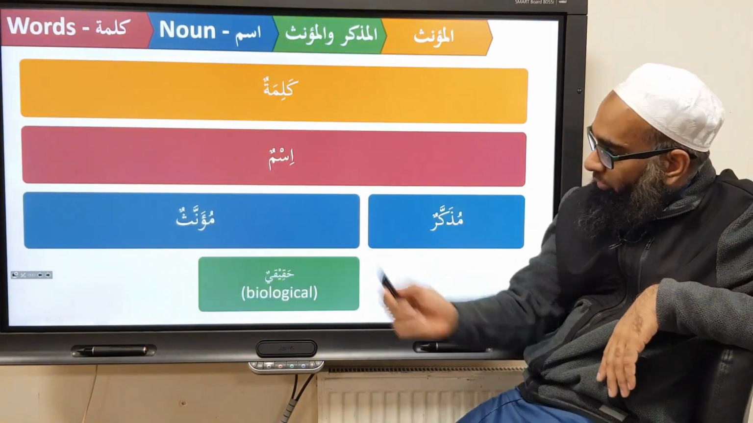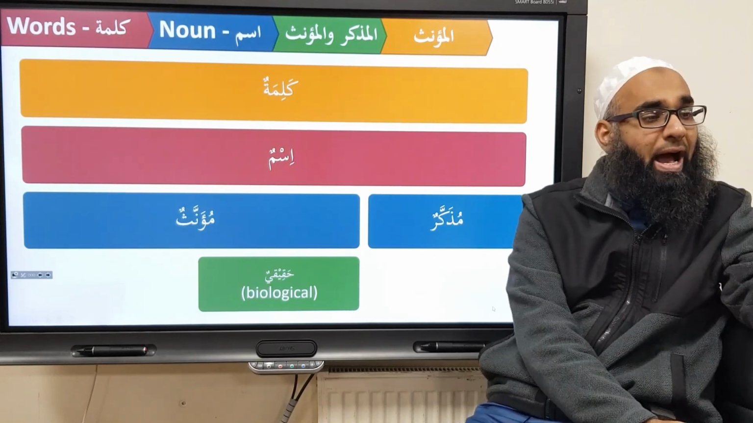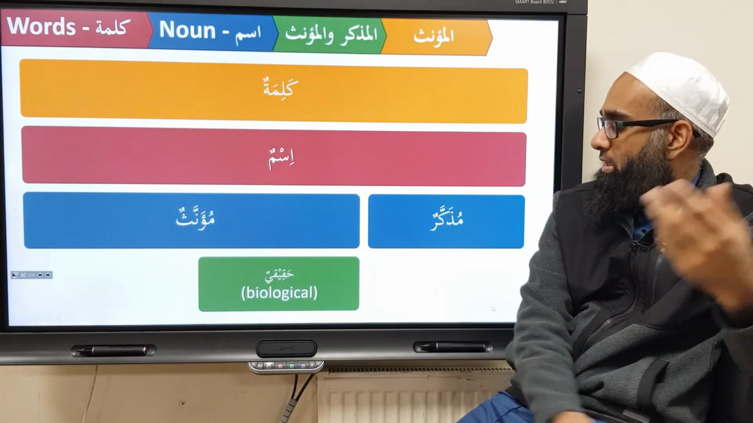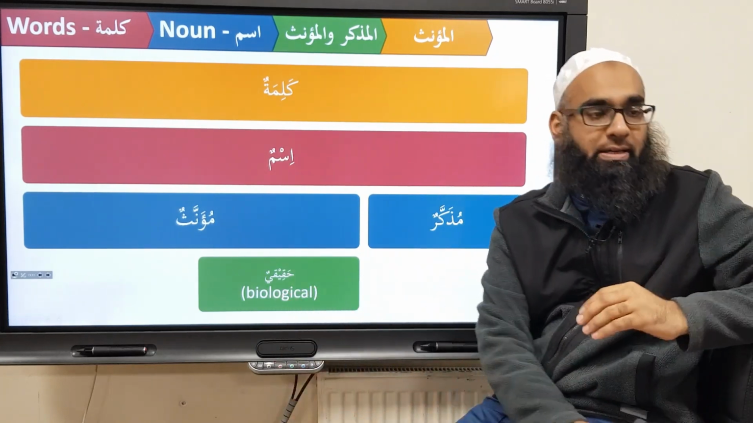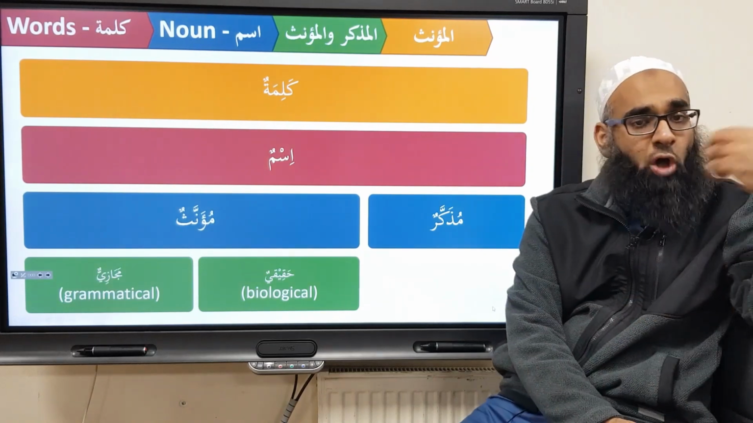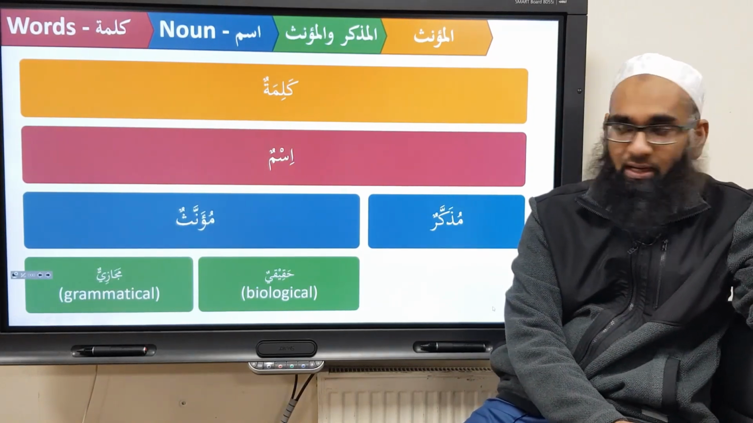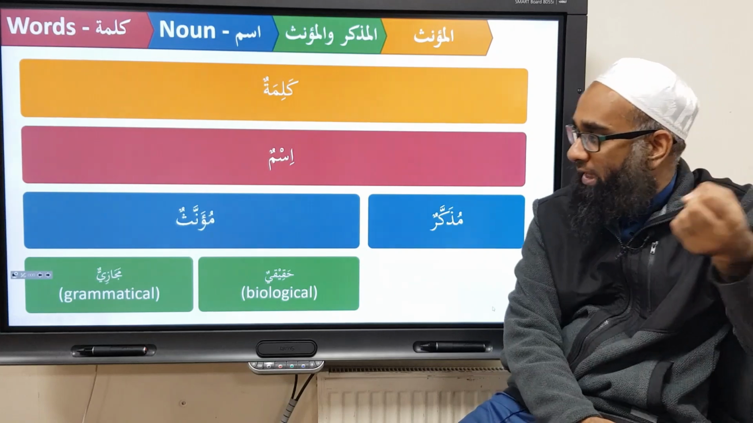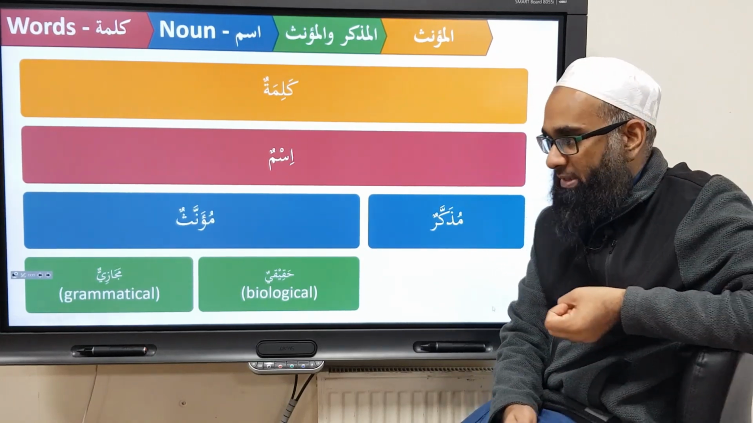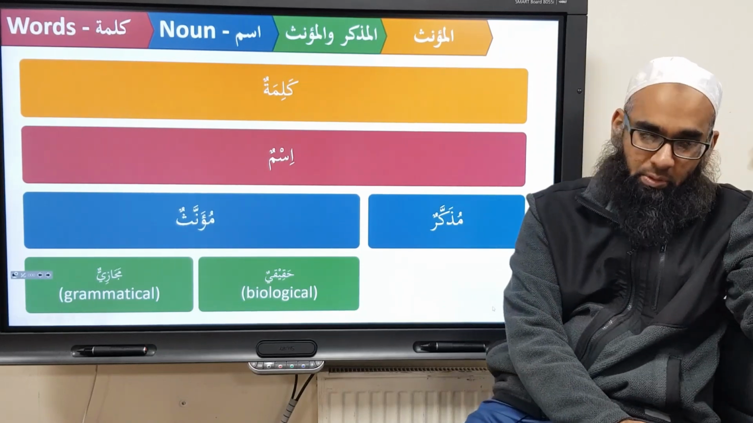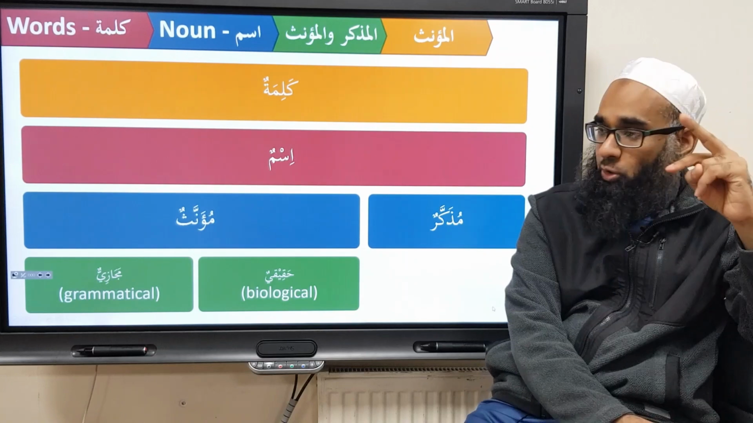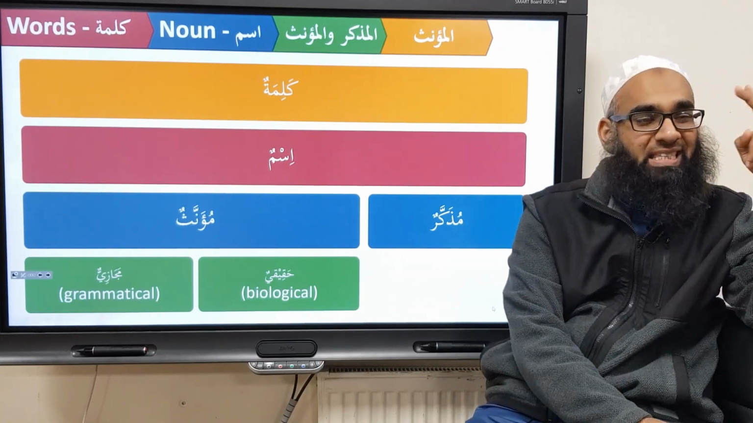Now, on this aspect, we say here, what has real gender? Meaning it is really feminine, it reproduces. This is haqiqi, biological gender, it's actually female. And something which is not female in real life, not biologically female, you call it grammatical female, you call that majazi. So mu'annath and mudhakkar we did last time, but now we want to learn 2 terms: mu'annath haqiqi and mu'annath majazi.